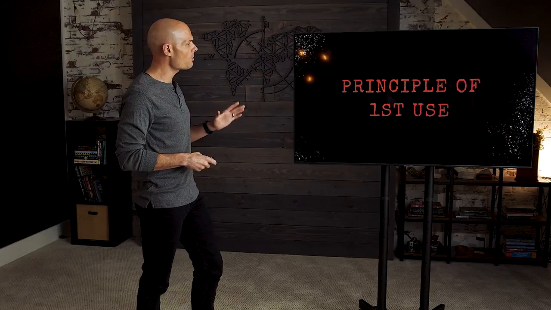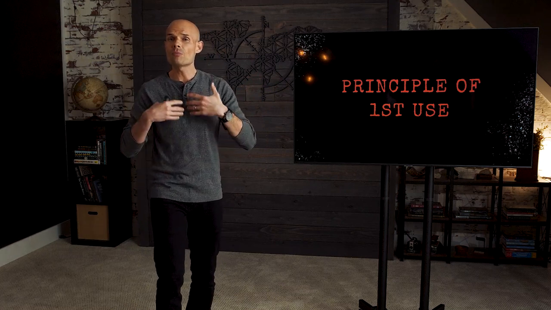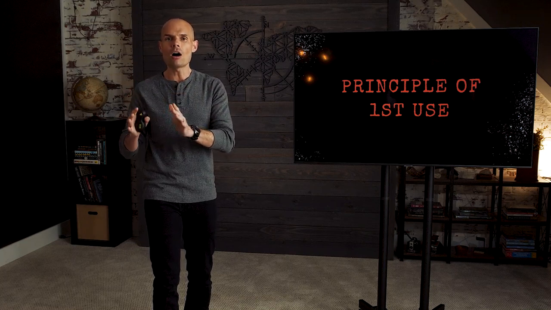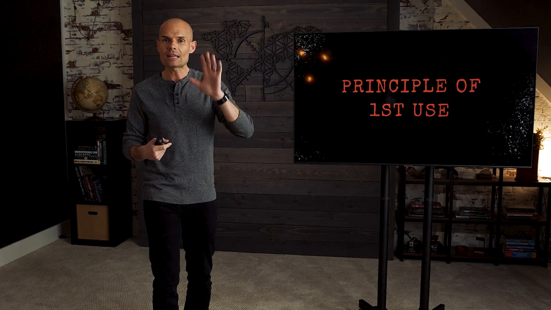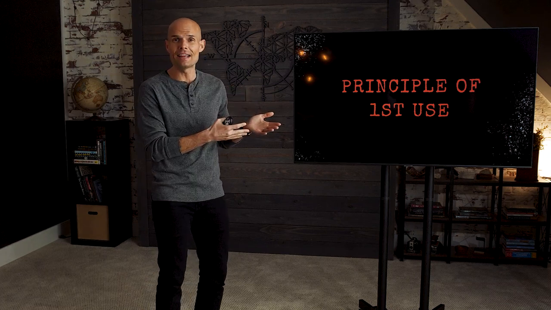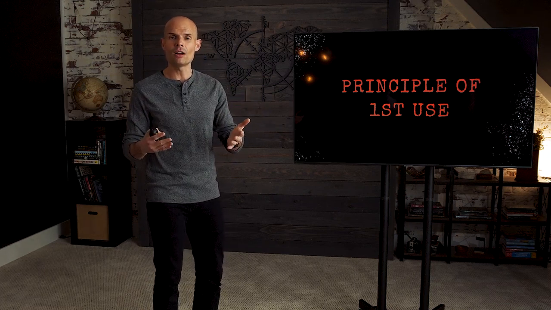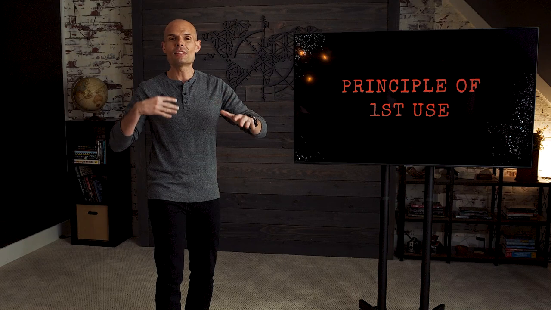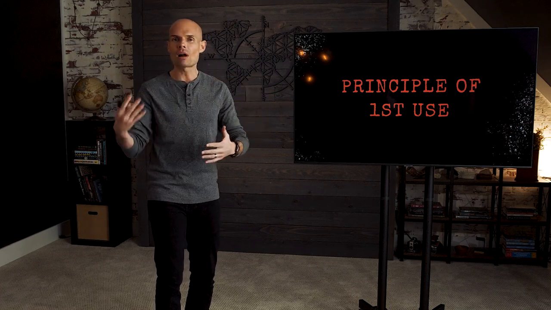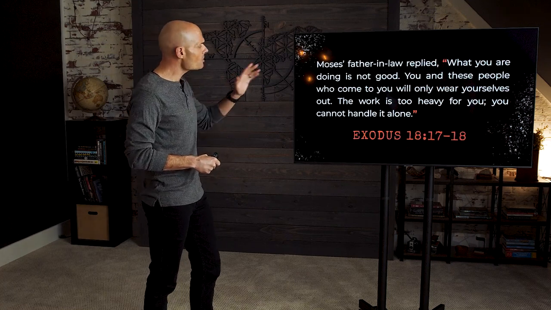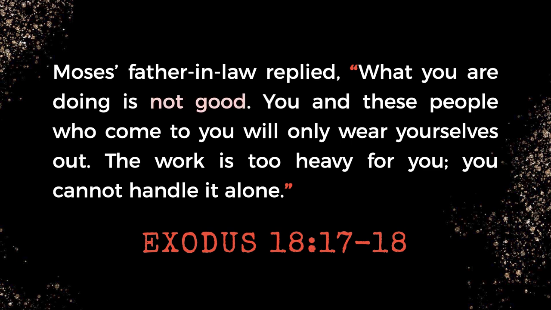Another concept here is what we call the principle of first use. That when something shows up, one of the questions we want to ask is, well, where does this first show up in the Bible? Because it often provides greater clarity on what that key word or phrase is trying to communicate. So when it comes to Exodus 18, Jethro, Moses' father-in-law, comes to the Israelite community and sees that Moses is being weighed down by this task of listening to all of the problems in the community and providing answers. Notice what Jethro's response is. Moses' father-in-law replied, "What you are doing is not good."